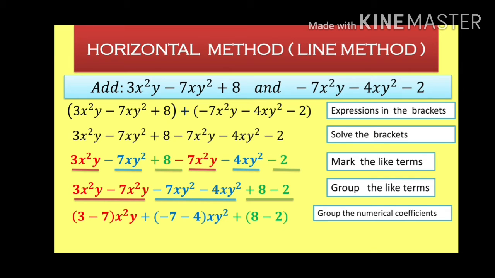So 3 minus 7, we'll use the integer rule. 3 minus 7 is minus 4, minus 7 minus 4 is minus 11, and 8 minus 2 is 6. So for this, integer rules are very much important. You have to be thorough with the integer rules. So we get minus 4x squared y, minus 11xy squared, and plus 6.